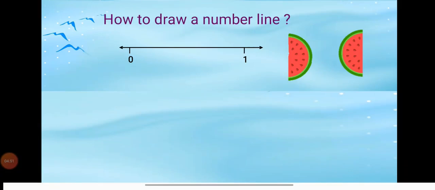So I've drawn a line, I've marked it as 0, which is the starting point, and 1. Let us understand that if I have to represent this half on the number line, this half is smaller than 1, right children? So I have to represent this half on a number line, where 1/2 is smaller than 1. So it should be placed somewhere in between 0 and 1.